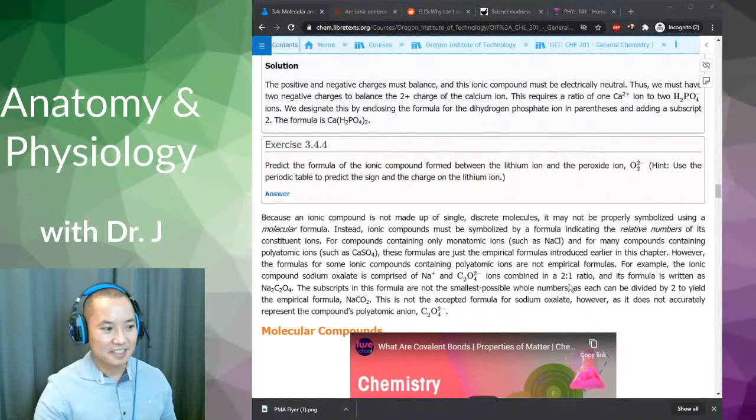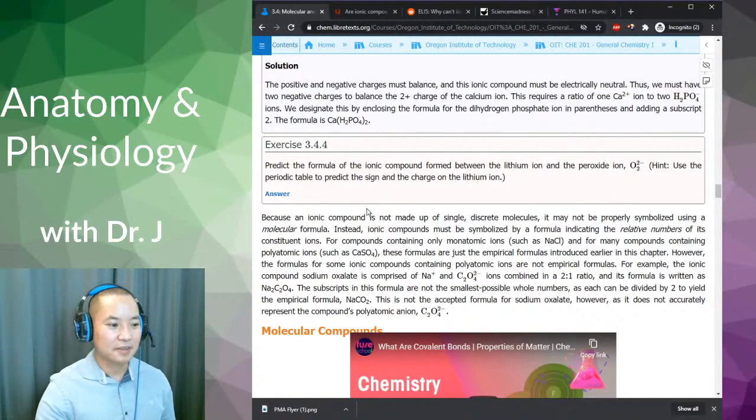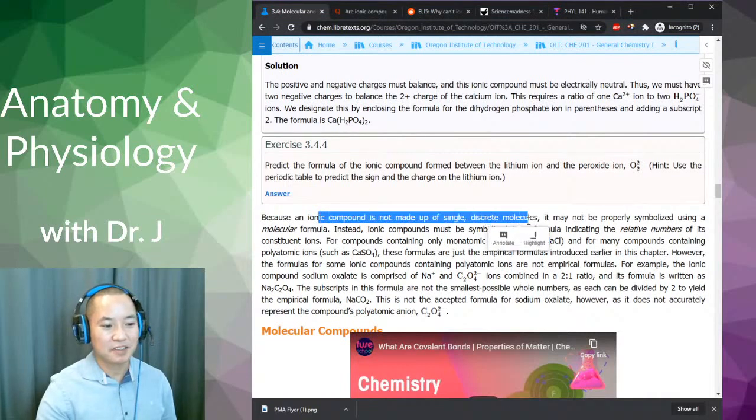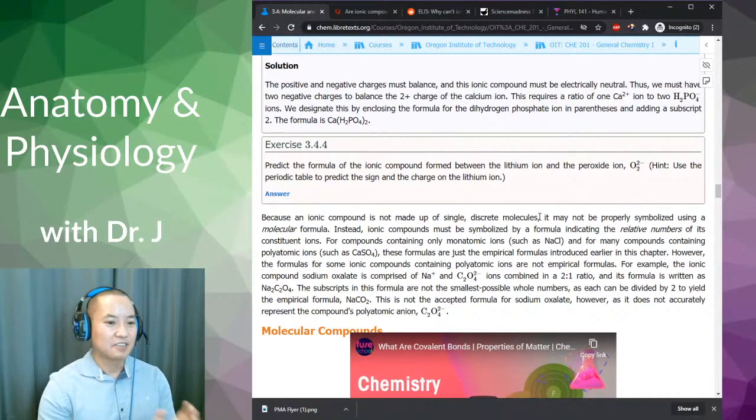So here's one that says that, okay, because it's not made out of single discrete molecules, in other words, sodium chloride, when you find it, isn't typically just one sodium ion and one chloride ion stuck together. So you never really find that. That's why the argument is that it's not a molecule.